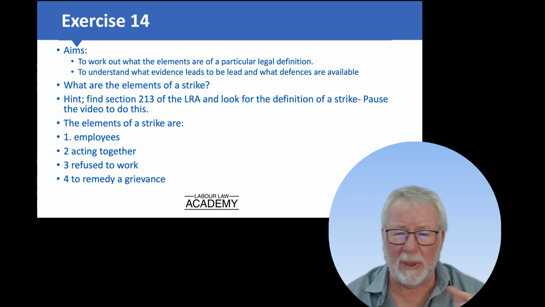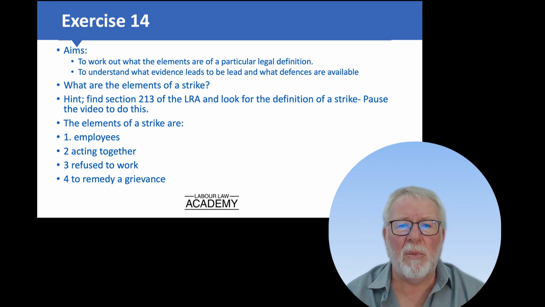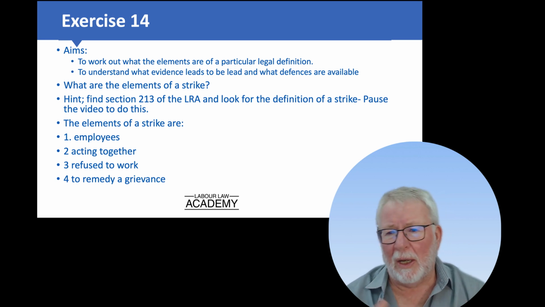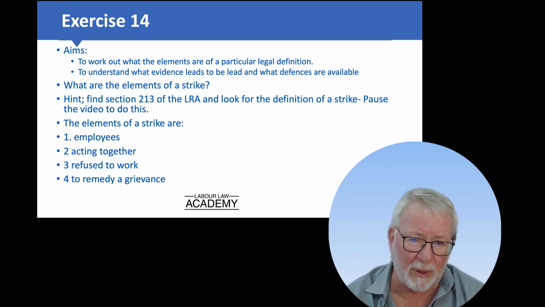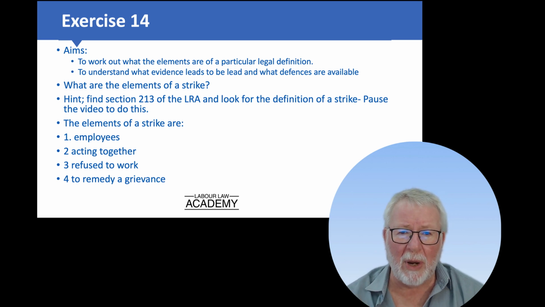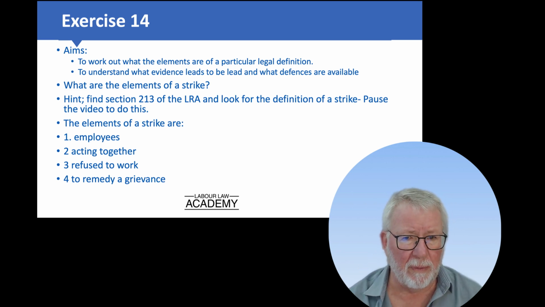And there's also obstruction and all that, but basically there's some refusal or obstruction to work. And why did they do that? To remedy a grievance. Now, it talks about a grievance being mutual interest and all that kind of stuff, but it's to remedy a grievance. Those are the 4 elements that you would have to prove if you're an employer. If somebody said, are they on strike? That's what you would have to prove.